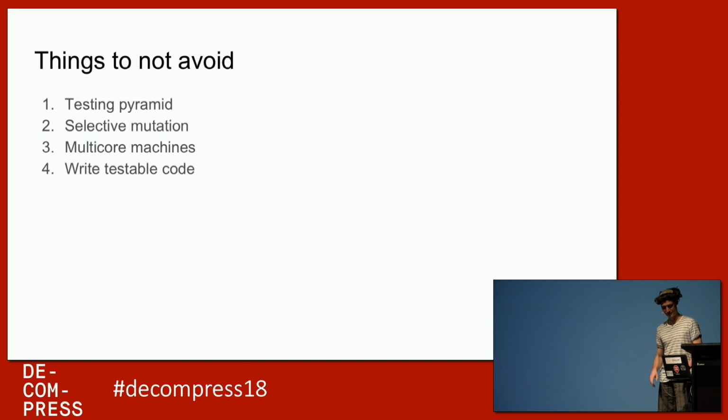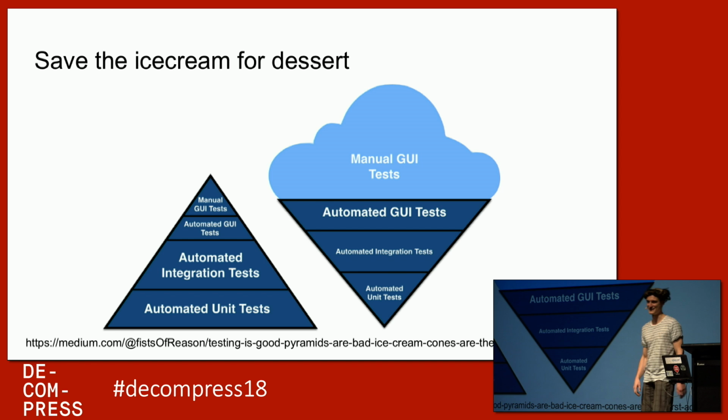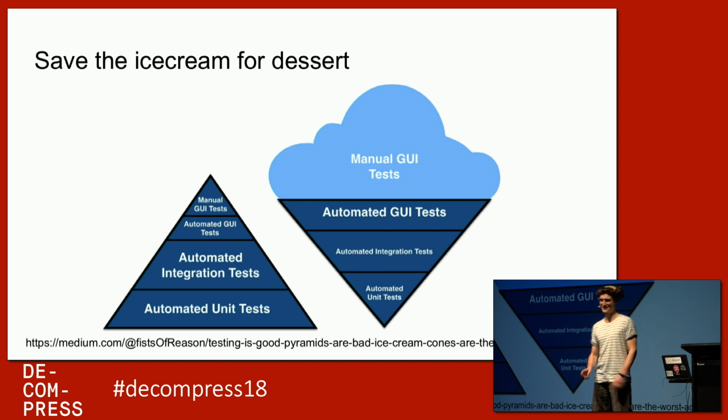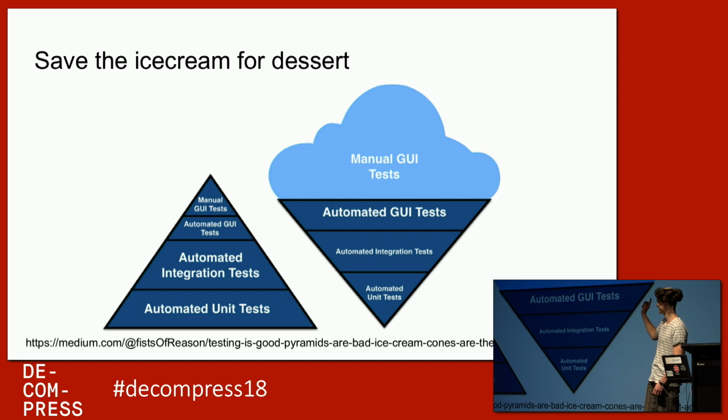Things that you shouldn't avoid. Definitely go for the testing pyramid. The antithesis of that is the testing ice cream cone, where you have much more manual tests up the top than you have automated unit tests. That's probably the situation that NVD3 is in. It has basically, rather than unit tests, they're all essentially UI tests.